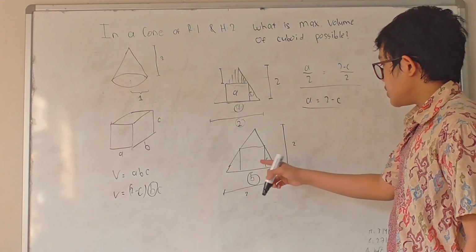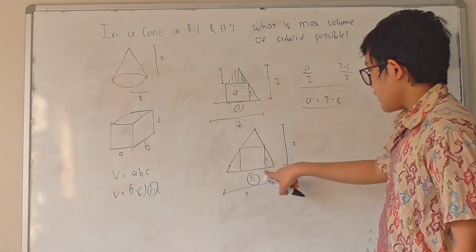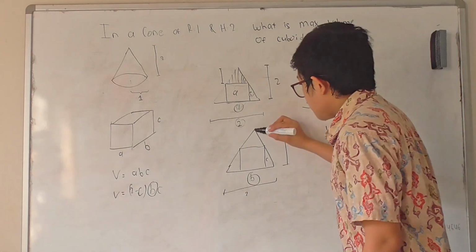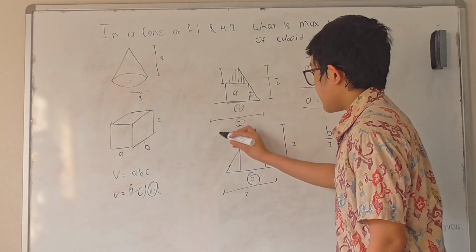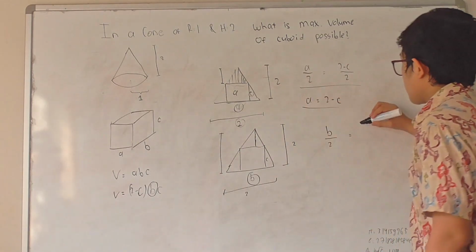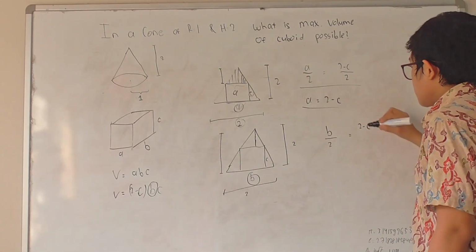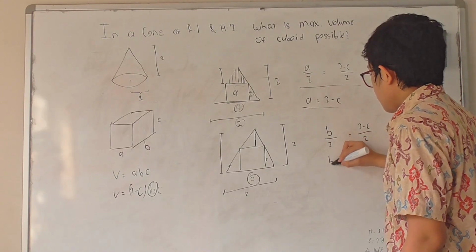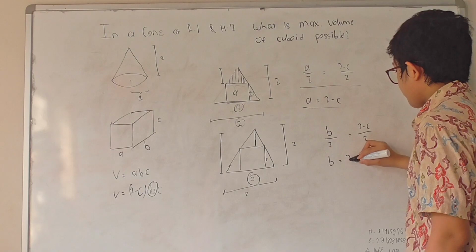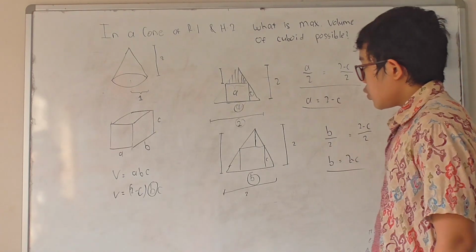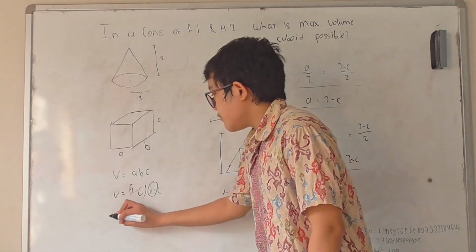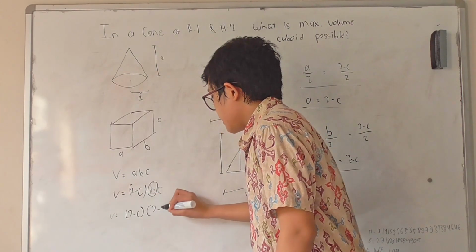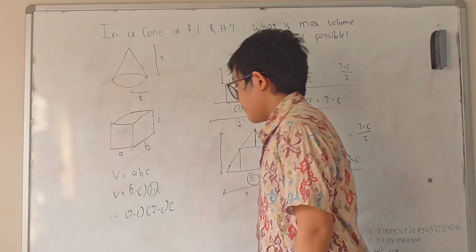So we can say the ratio between this length and this length, B over 2, is equal to the ratio between this height and this height, which is 2 minus C over 2. And in the end, we get the exact same expression: B equals 2 minus C. And now we can input it back into the function. So now the volume equals 2 minus C multiplied by 2 minus C times C.